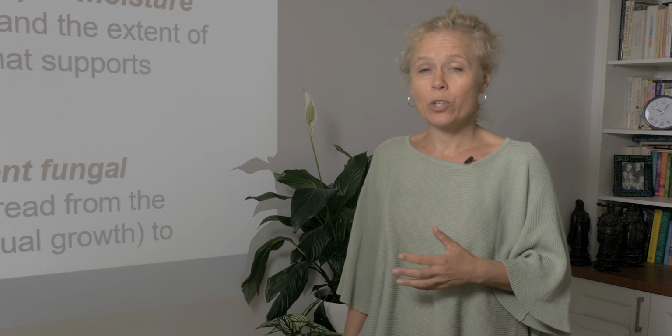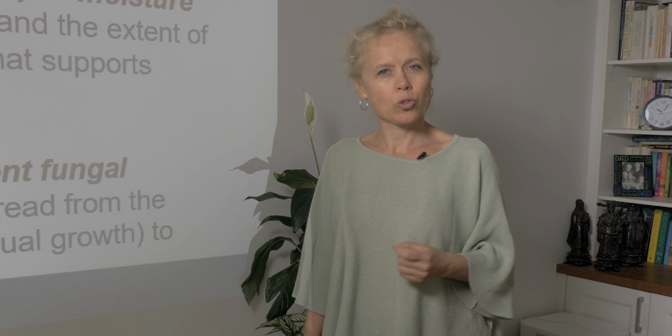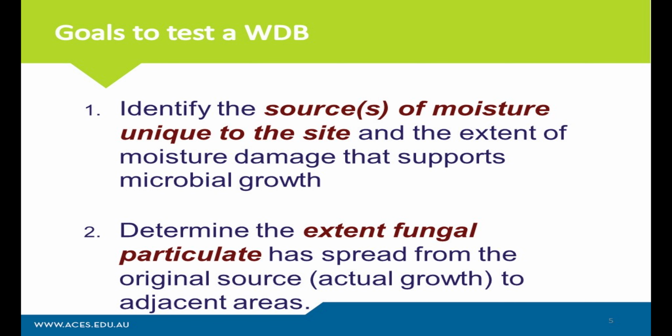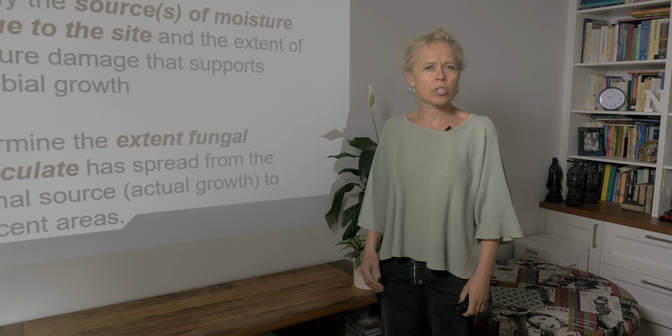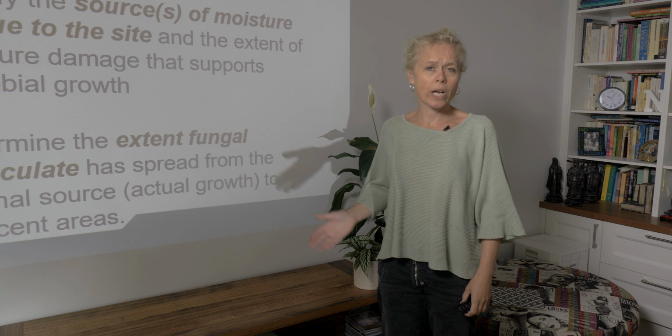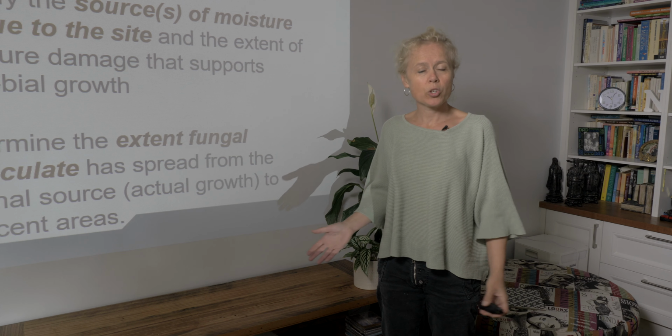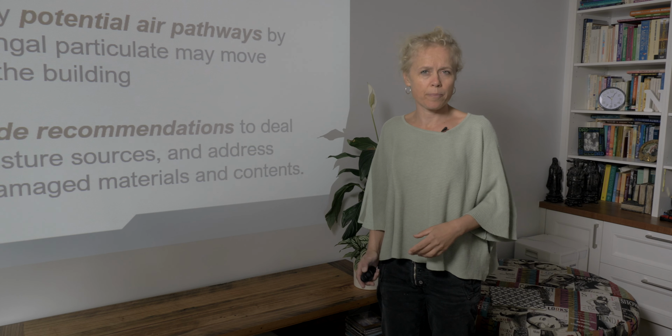The second thing that you'll do is to determine the extent of fungal particulate spread from the actual growth. So when you know where the source of moisture is, and it's often many sources in a house, then you need to determine how far that fungi particulate has spread from that source to the rest of the house. If you do not establish that boundary, then there's no way you can establish a scope of works, which means remediation will be a waste of time.